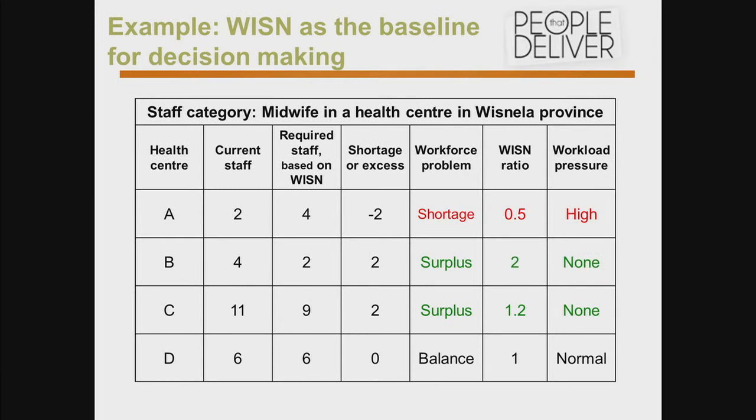So for example, if we look at the first row of this chart, you can see that for the cadre of midwives in Health Center A, currently they have 2 staff, but based on the workload, they actually need 4. So they have a shortage of 2 staff. And the WISN ratio is easy to calculate here. It's 0.5, which means that the workload pressure on those 2 staff is quite high.